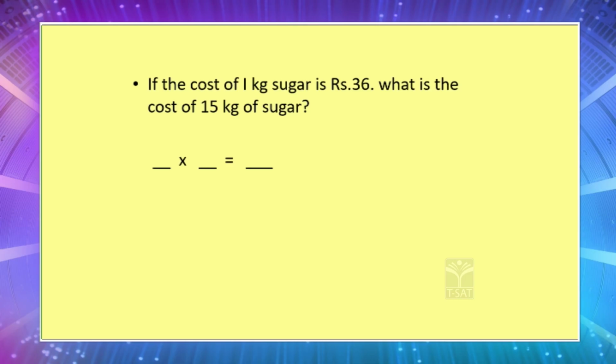So, this is what we know: 15 times 36. You can write 36, where 6 is in the 1's place and 3 is in the 10's place. 36 multiplied by 15. In 15 also we have 10 plus 5. So first we have to multiply 5 into 6. In the first step, 5 into 6 equals 30.